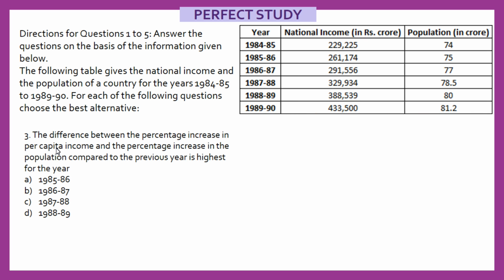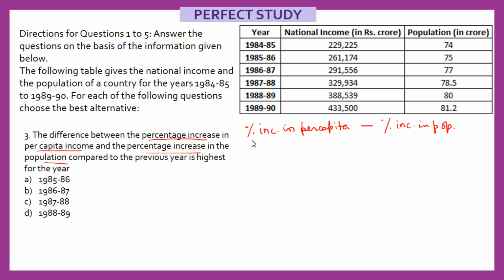Next one, third: the difference between the percentage increase in per capita income and percentage increase in population compared to previous year is highest for which year? So I have to compare two things, percentage increase in per capita income minus percentage increase in population.